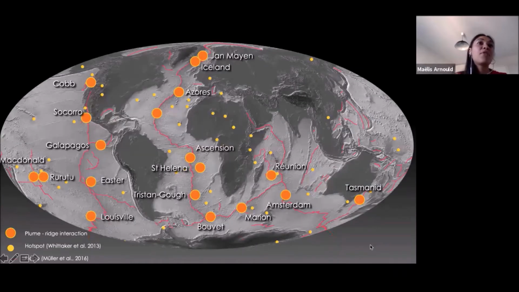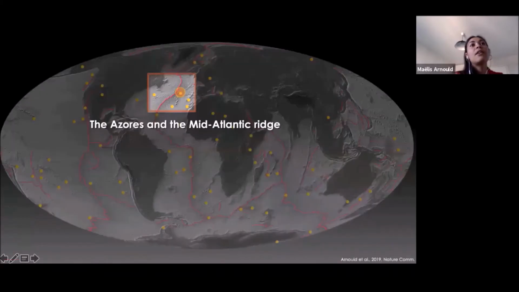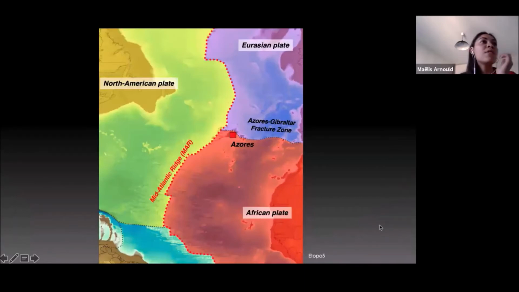So for a long time, I think Jason Morgan already noticed that many ocean mantle plumes are actually linked or very close to ridges, as you can see here with the orange dots and the ridges that are in red. And here we'll actually focus on one specific case, which is the interaction between the Azores plume and the Mid-Atlantic ridge. And so to give you some insight about the setting.